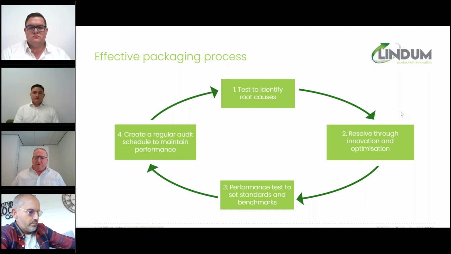Then they can be resolved through innovation and optimizing of packaging materials and products, collaborations between the stakeholder groups, and then retest. So we can then test again and set performance standards and benchmarks for packaging and create a regular audit at step 4 that keeps a continuous process, so that the ground gained and the challenges resolved are maintained in a busy supply chain.